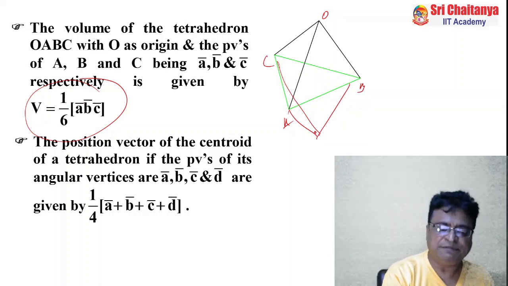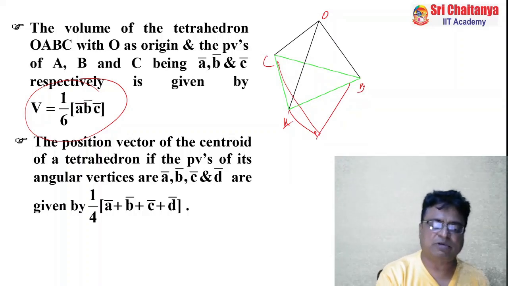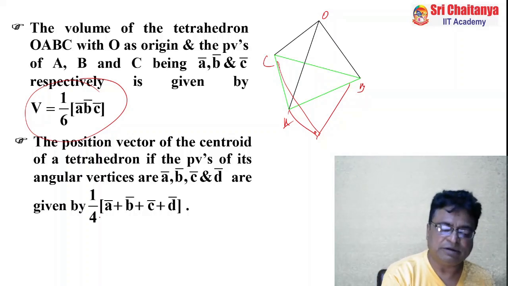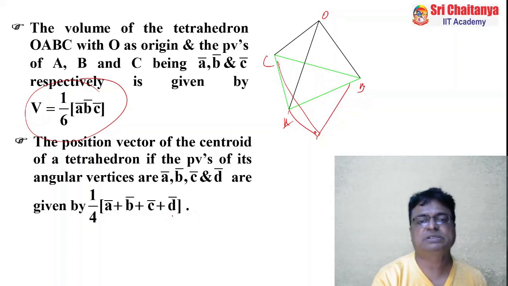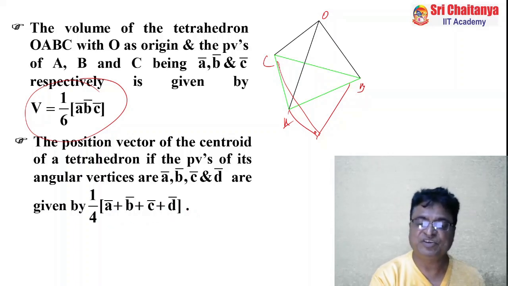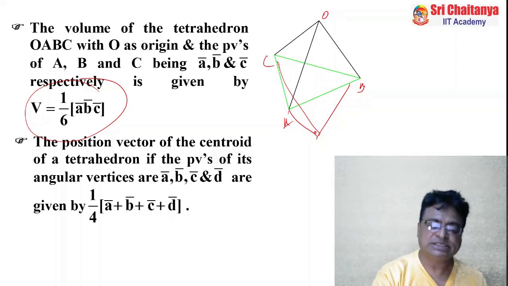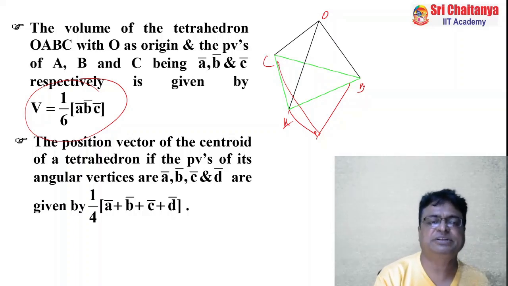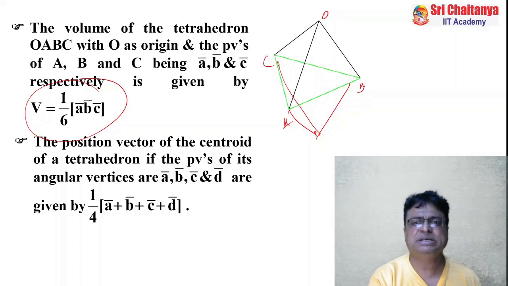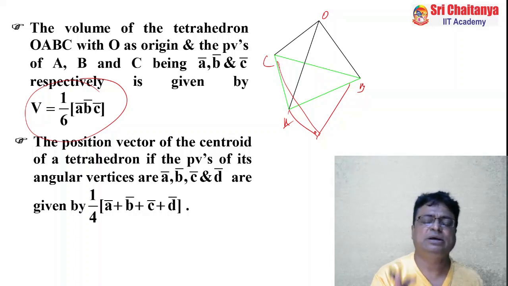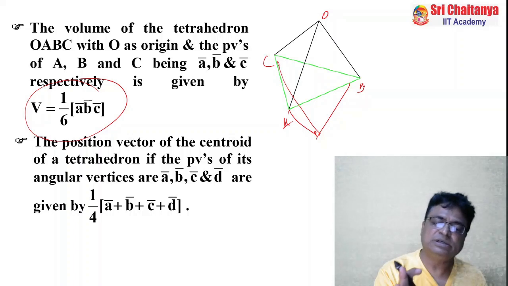Okay, and if A bar, B bar, C bar, D bar are the position vectors of the vertices of a tetrahedron, then 1 by 4 times A bar plus B bar plus C bar plus D bar, not box, indicates what? The center of the tetrahedron, or I can say the centroid of the tetrahedron. The centroid of the tetrahedron is nothing but the center of the tetrahedron. These are all the basic important formulae with the help of the scalar triple product in vector algebra.